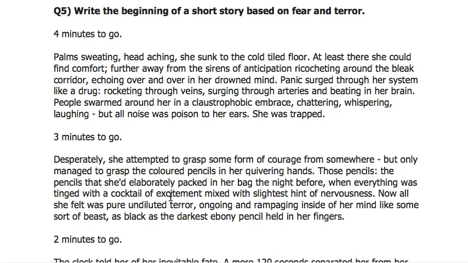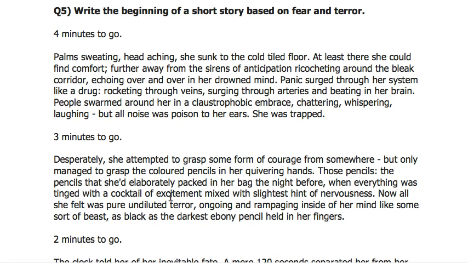Palms sweating, head aching, she sunk to the cold tiled floor. At least there she could find comfort. Further away from the sirens of anticipation ricocheting around the bleak corridor, echoing over and over in her drowned mind. Okay, so let's pause here for a second. I like the sensory description of the palm sweating and the head aching, and I like the vocabulary of ricocheting.